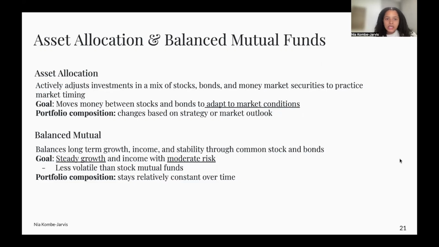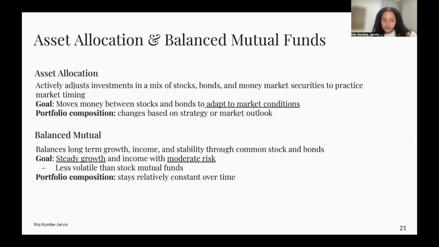To continue on, the difference between asset allocation and balanced mutual funds. Asset allocation actively invests in a mix of stocks, bonds, and money market securities and practices market timing. So the goal of an asset allocation fund is to move money between stocks and bonds depending on market conditions. So the portfolio composition is going to change based on how the market is doing.